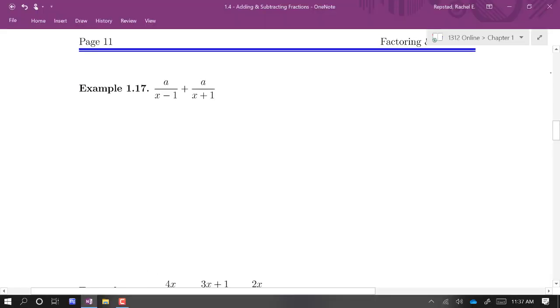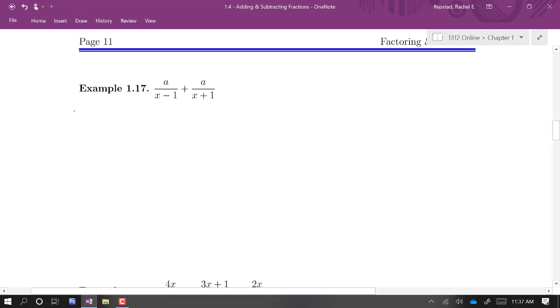Okay, let's try another one. Example 117. Now this time we do have addition and subtraction happening in the denominator. They are both factored though already, right? So we always start by factoring, make sure our denominators are factored. These are already factored. There's no factoring to do, but it is imperative that we understand that x plus 1 and x minus 1 are two totally different factors. They have no factors in common.